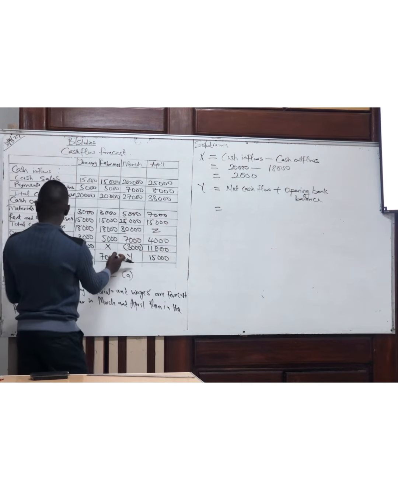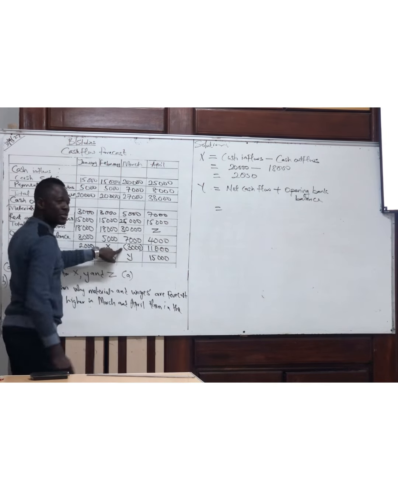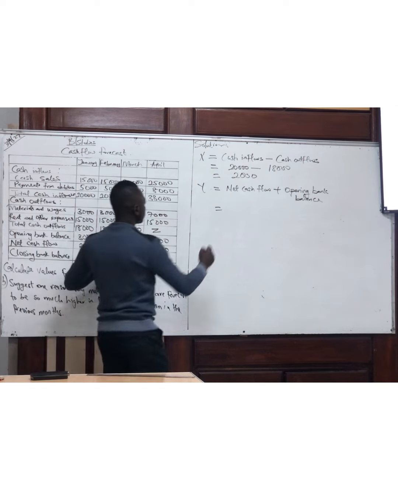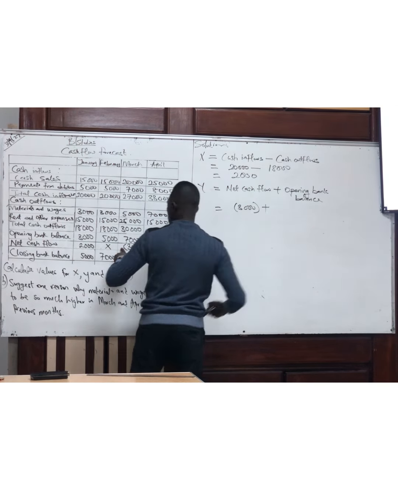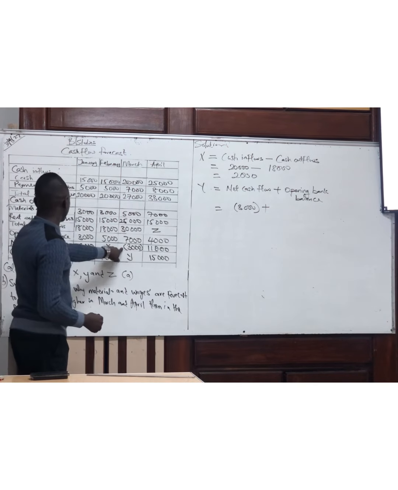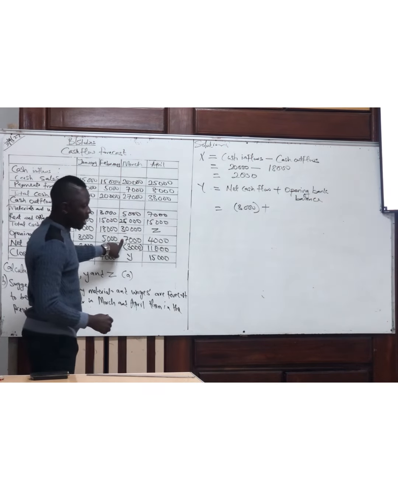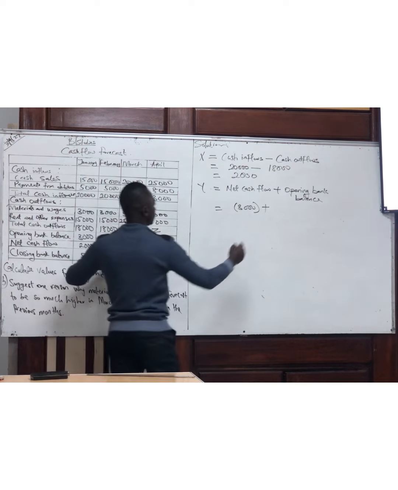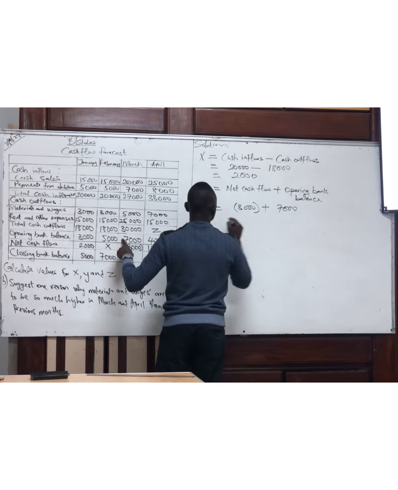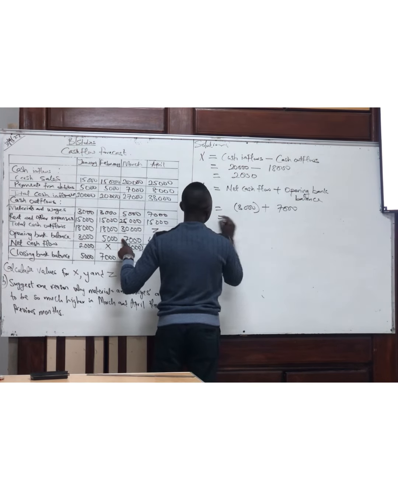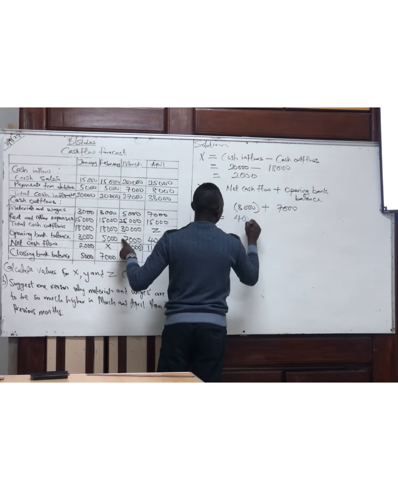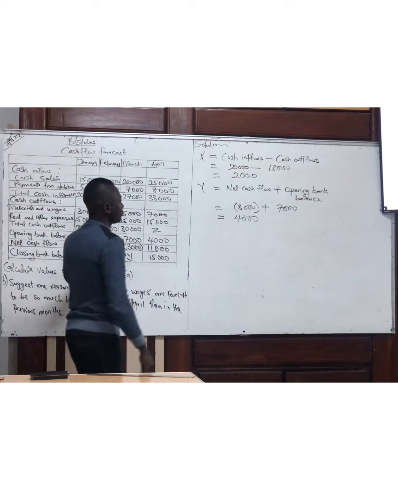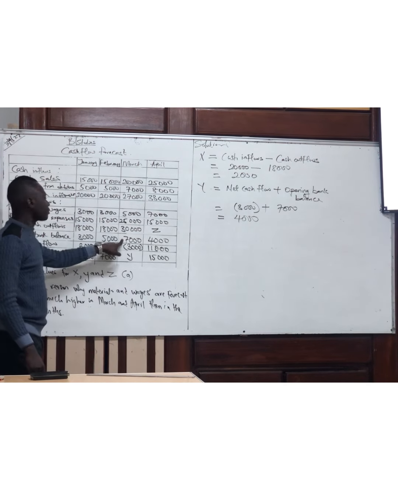Under Y, your net cash flow is negative 3,000. Negative 3,000 plus opening bank balance 7,000. Are you getting it? So our Y will be negative 3,000 plus 7,000, which is 4,000. Is it clear? Is it clear, please?